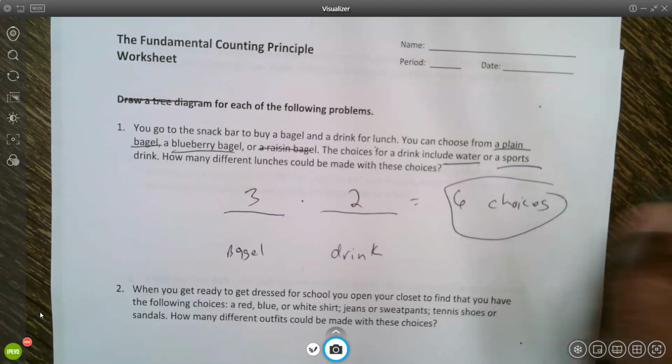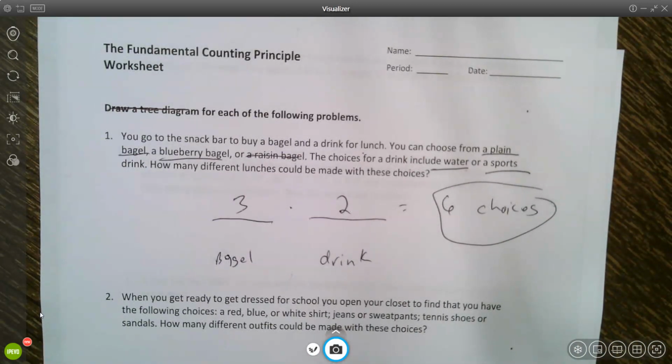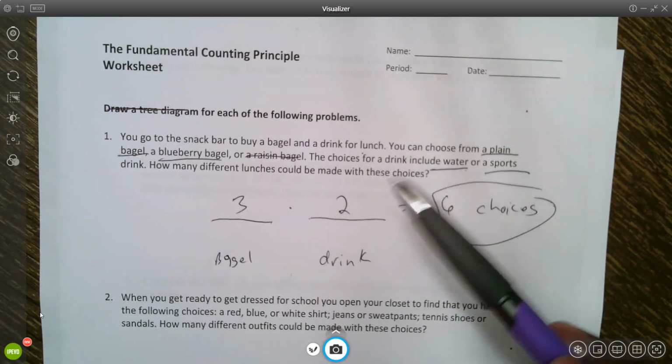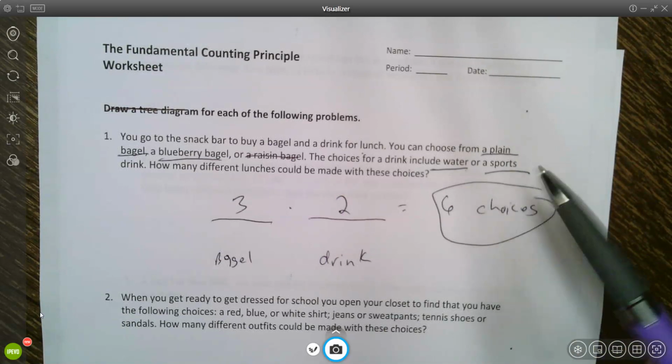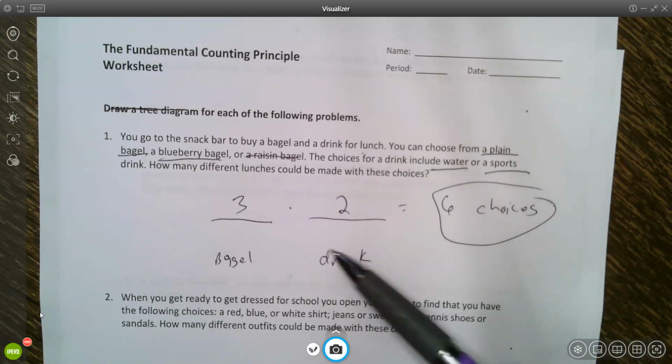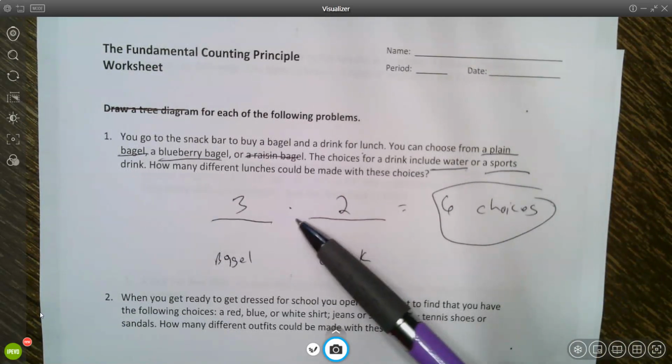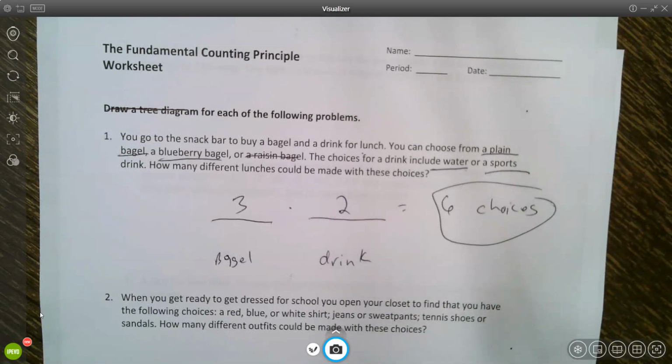So it's pretty easy. The fundamental counting principle, just in short, basically means you're going to multiply all the numbers you're given for different sets of things. But sometimes it can be tricky. So you should start off with blanks. But most of the time, it's going to be that.